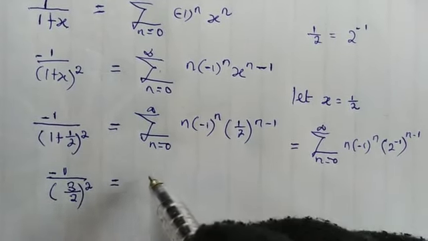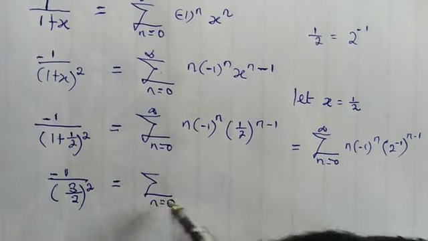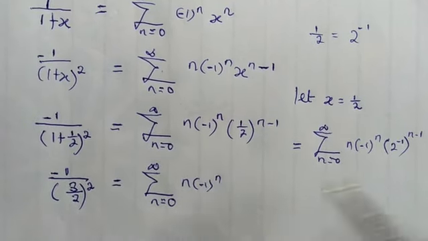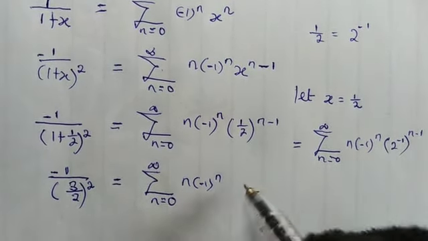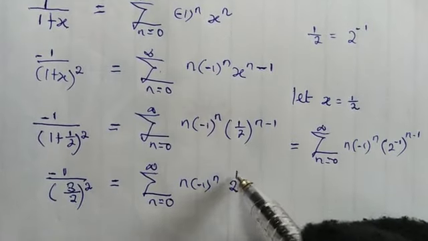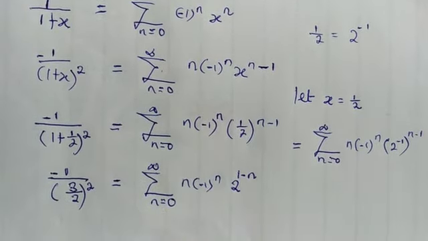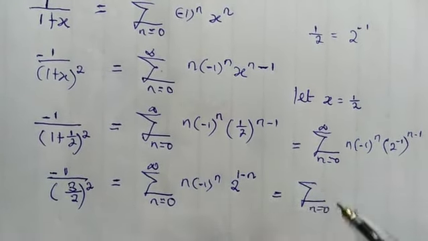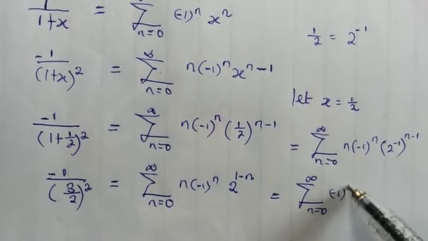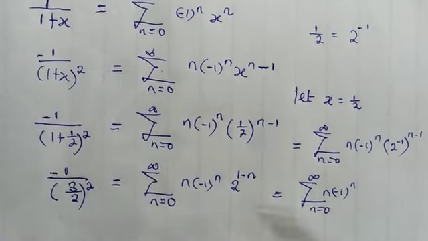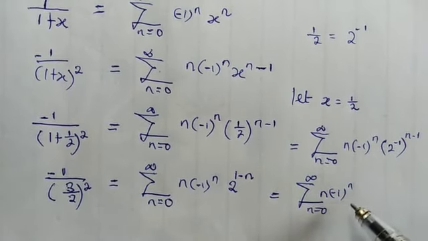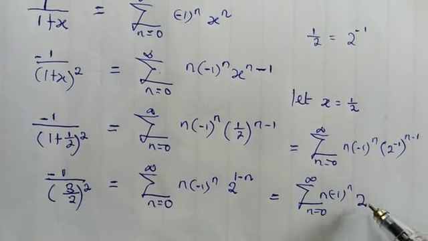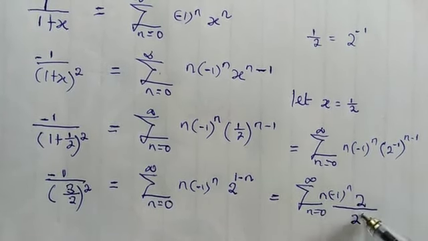So this is equal to the sum, n goes from 0 to infinity, of n times negative 1 raised to the power of n. If you multiply these powers together, we're going to have 2 raised to the power of 1 minus n. Now from here, this is the sum, n goes from 0 to infinity, of negative 1 to the power of n times n, and we can write this 2 to the power of 1 minus n as 2 to the power of 1, all over 2 to the power of n.